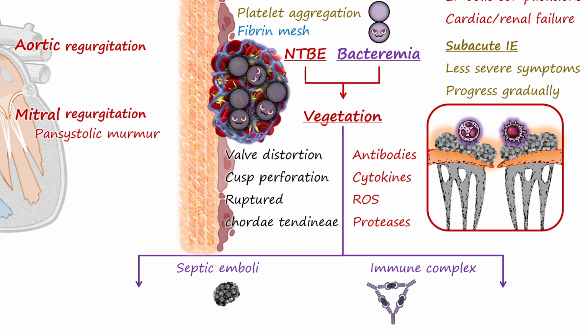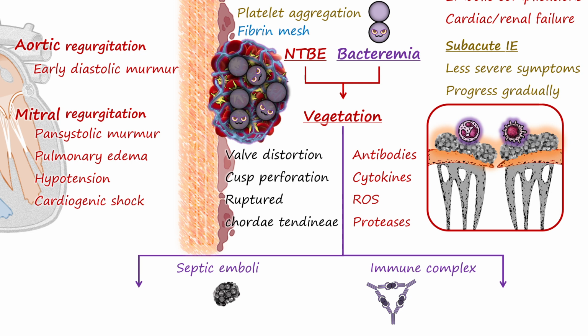During ventricular contraction, the mitral valve cannot fully close and allows blood to flow back into the left atrium. This can result in pulmonary edema due to increased pressure in the lungs. Also, the stroke volume and cardiac output are decreased. This can lead to hypotension and cardiogenic shock. Damaged aortic valve also causes aortic regurgitation, producing a decrescendo early diastolic murmur.